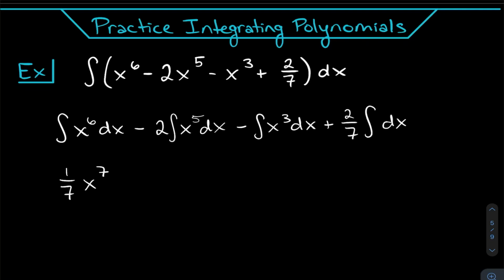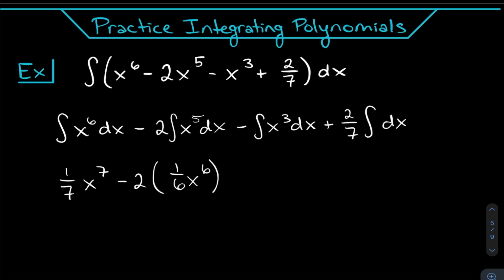Okay? Another way that I like to write this, just to prevent a fraction being multiplied by the x, I just don't like seeing it that way. I just write x to the 7th over 7. So if you see me do that later in the video, that's all I'm doing. Then we're going to have minus 2 times the integral of x to the 5th. So we raise the power by 1, bring the power out front, and flip it. Okay?